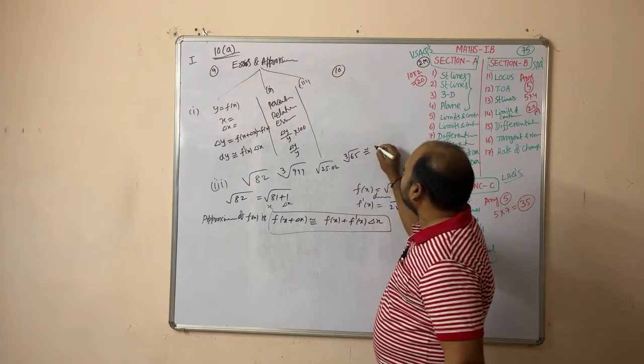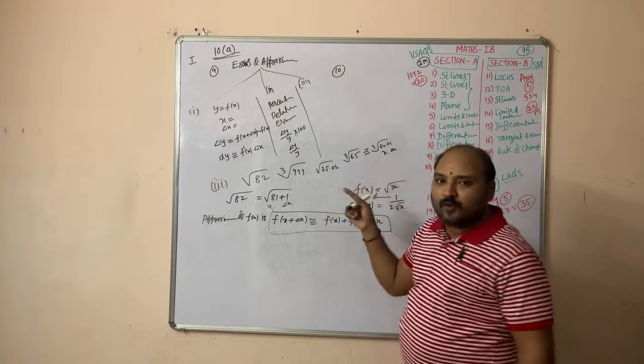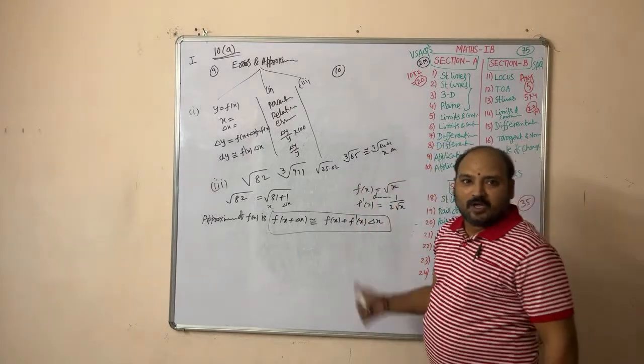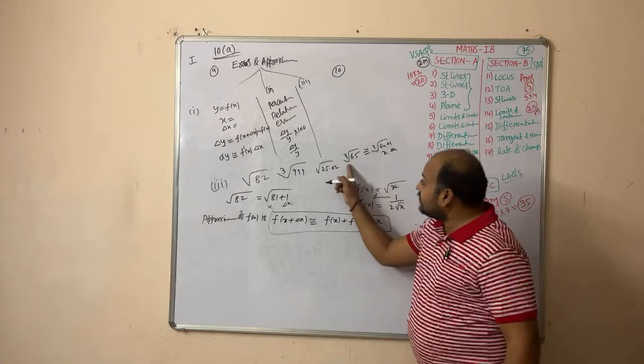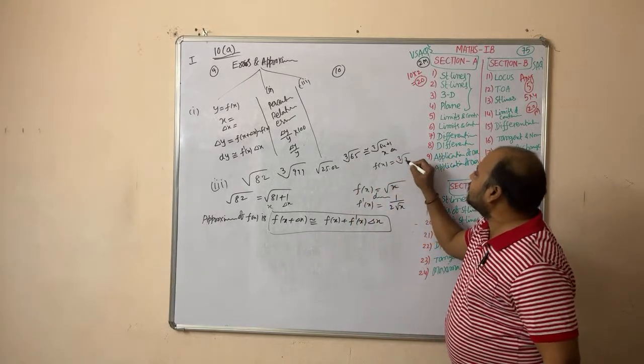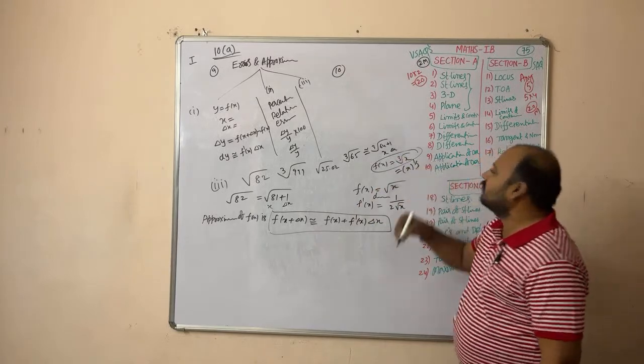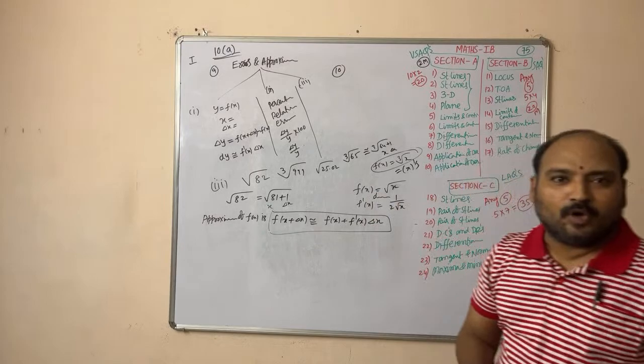We can write it as approximately cube root of 64 plus 1. This is x, this is Δx. 64 means 4 power 3. For this type of question, we can write f(x) is equal to cube root of x. Cube root of x means what? x power 1 by 3, you get. Do you understand, all of you?